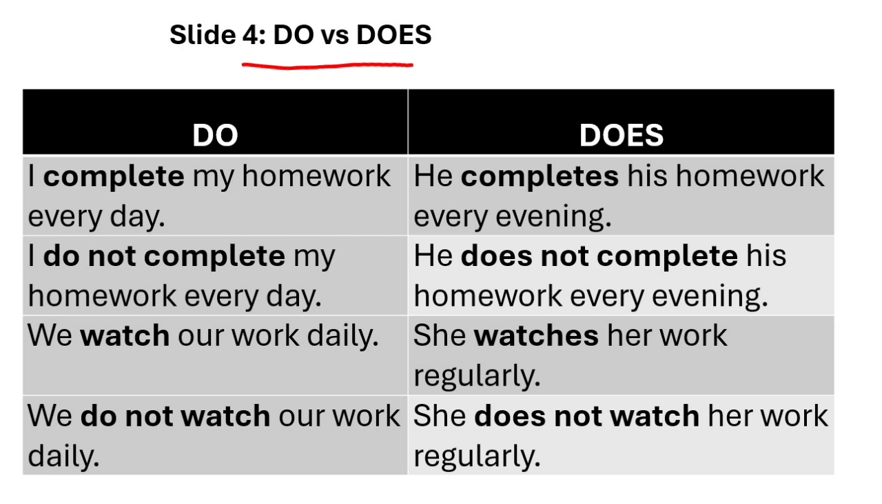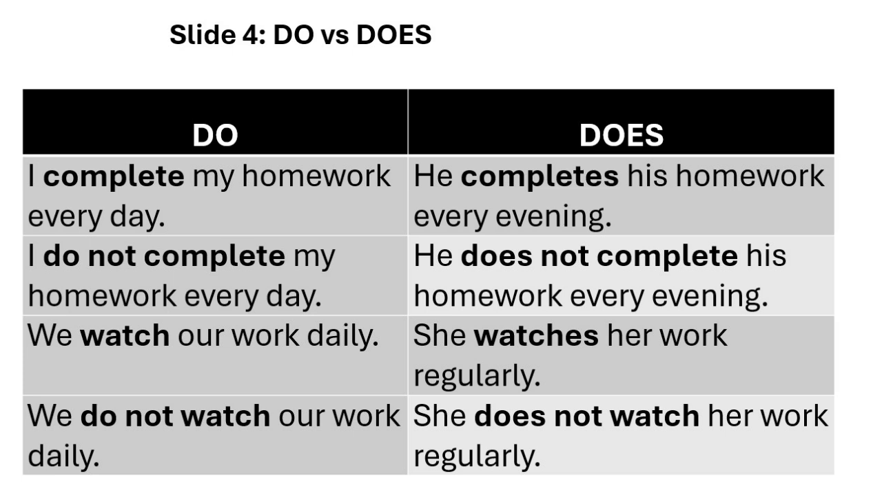So now first we will see do. The very first example is I complete my homework every day. So here there is no do. The reason is it is a positive sentence and you can see it is every day's activity, right? That is why we are not using do here; we use do in negative.